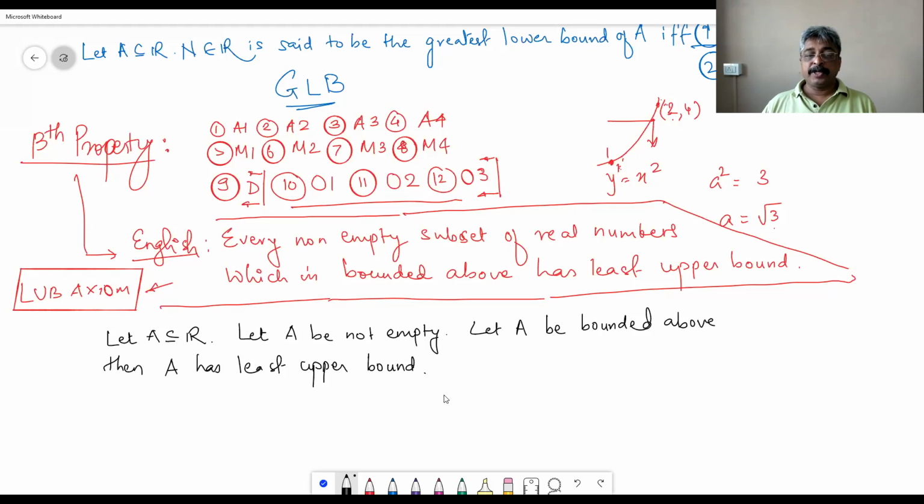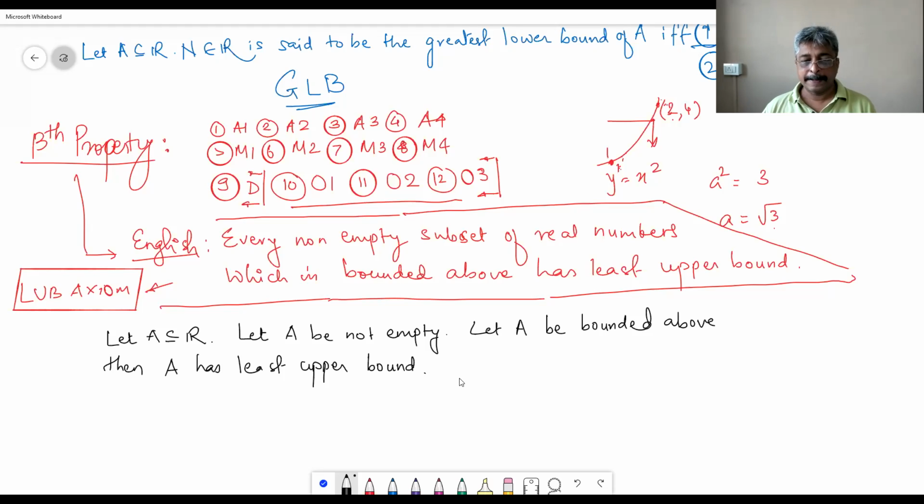Now, the question will be, will there be yet another axiom for greatest lower bound? Not required. No more axioms, because if we assume this, we can do the work and prove that the greatest lower bound is the greatest element in the bounded below set. It may be part of that set, may not be part of that set, but it is the greatest element.